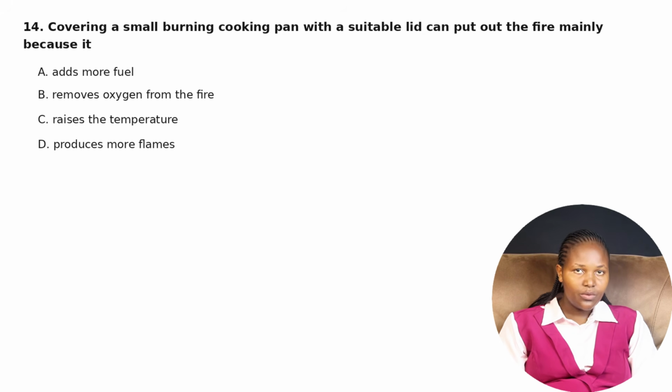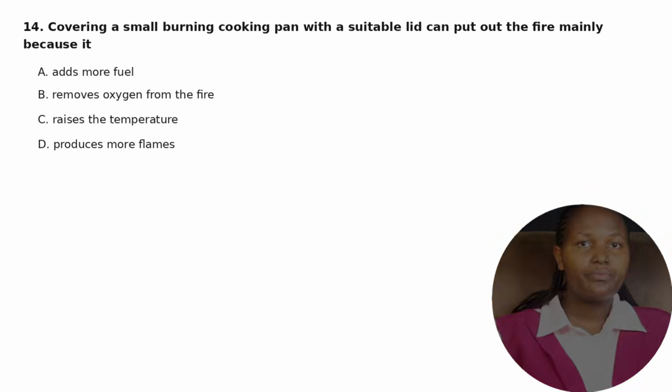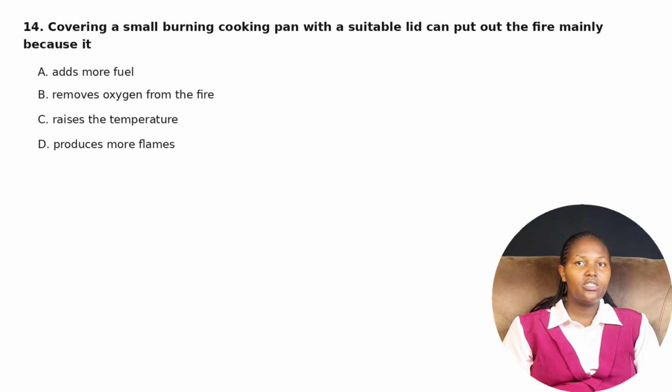And D produces more flame. So the correct option is B. It removes or greatly reduces the oxygen reaching the fire, because a small pan fire can sometimes be controlled by carefully covering it with a suitable lid or fire blanket, provided this can be done safely. The cover separates the flames from the air, breaking the oxygen side of the fire triangle.